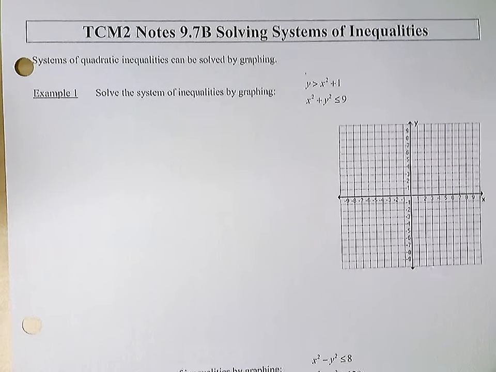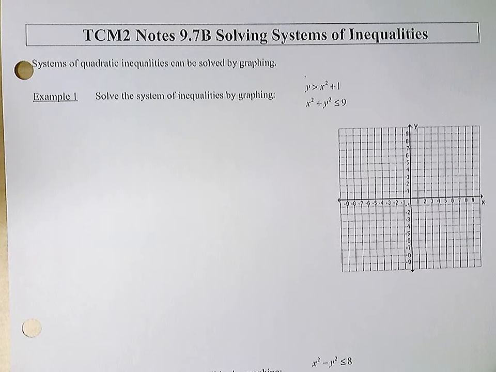of inequalities by graphing. Okay, so we're going to graph each of these. We're going to shade a certain direction after we plug in a point, and then see where our solutions are. So systems of quadratic inequalities can be solved by graphing. So we do have our first example here, solving this system by graphing.